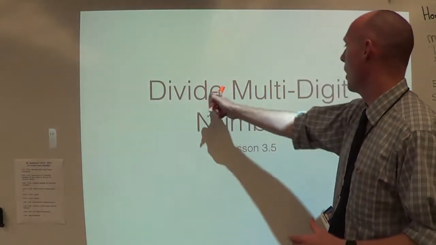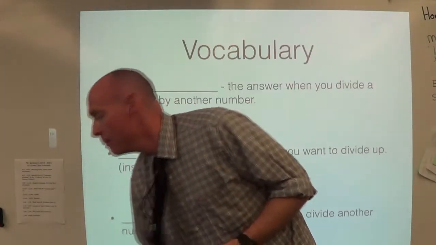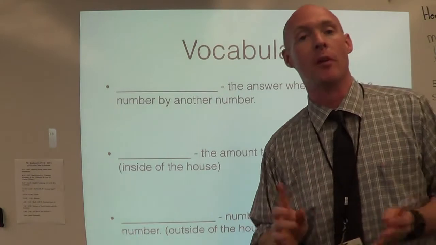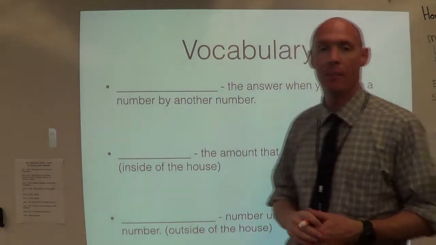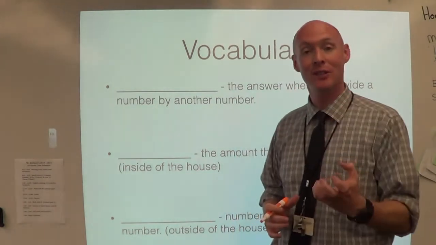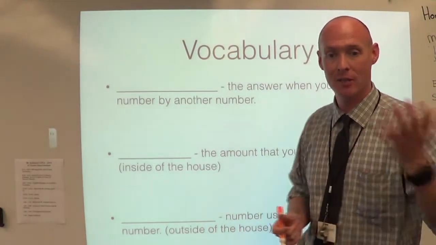This time what we're going to talk about is dividing multi-digit numbers. Before we dive into it, there are some vocabulary words we have to know. Blank is the answer when you divide a number by another number. This we've gone over in class a few times. The answer to a division problem is a quotient.